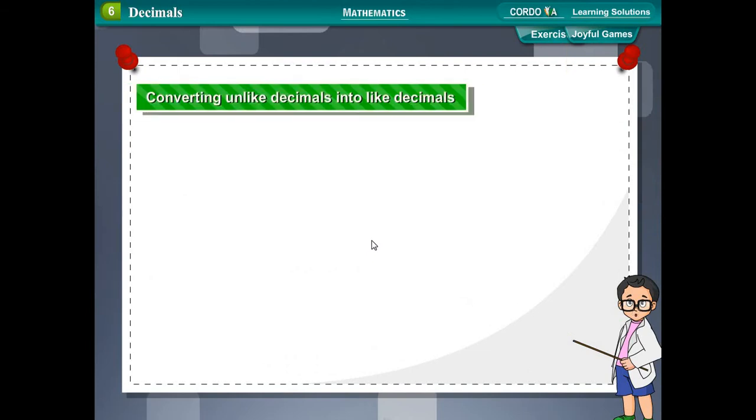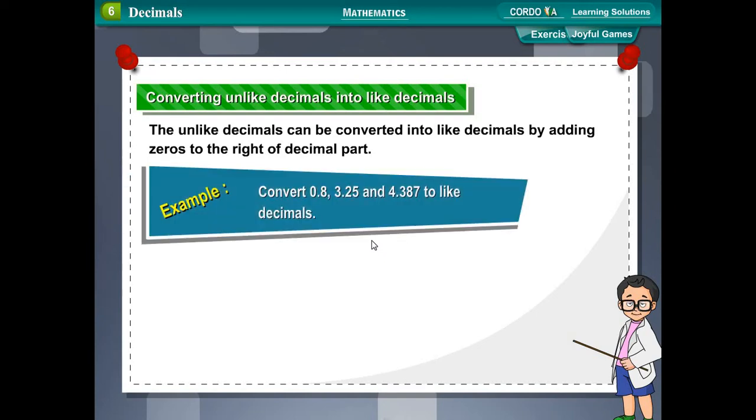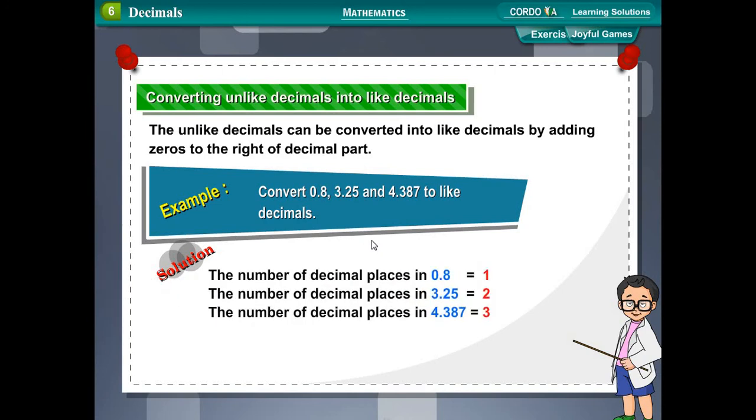Converting unlike decimals into like decimals. The unlike decimals can be converted into like decimals by adding zeros to the right of decimal part. Example: convert 0.8, 3.25 and 4.387 to like decimals. Solution: the number of decimal places in 0.8 is equal to 1. The number of decimal places in 3.25 is equal to 2. The number of decimal places in 4.387 is equal to 3.